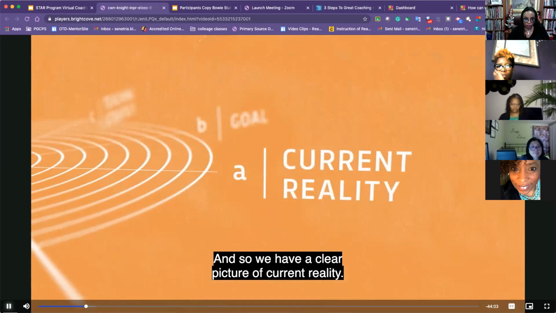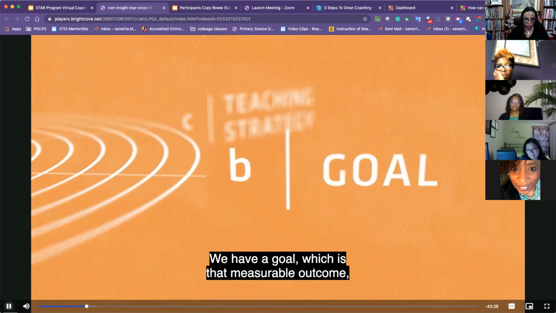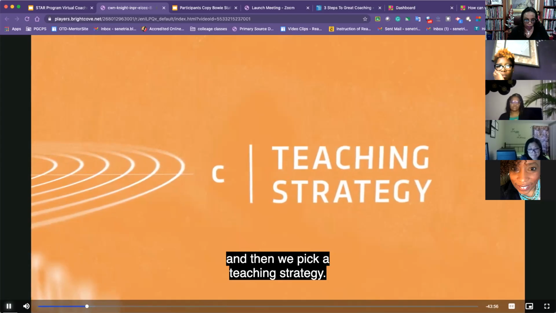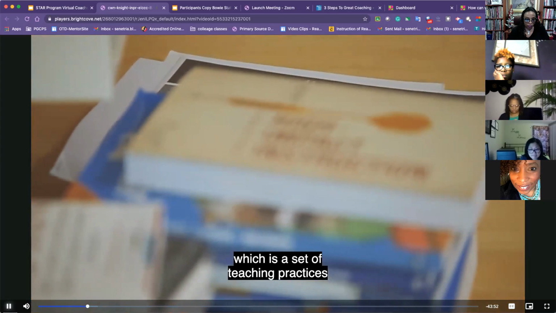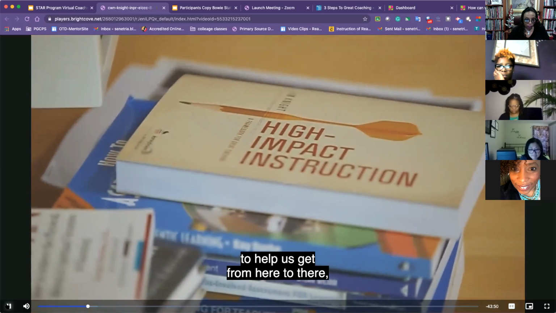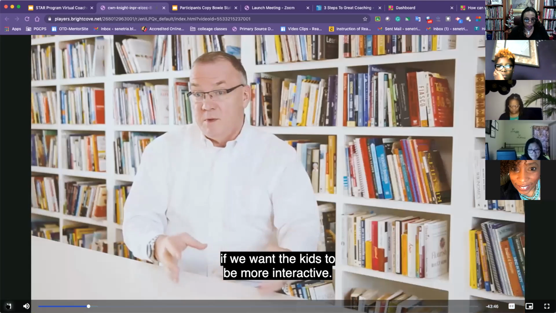And so we have a clear picture of current reality. We have a change we want to see. We have a goal, which is that measurable outcome, and then we pick a teaching strategy. Now we work from the book High Impact Instruction, which is a set of teaching practices to help us get from here to there. It could be cooperative learning if we want the kids to be more interactive.